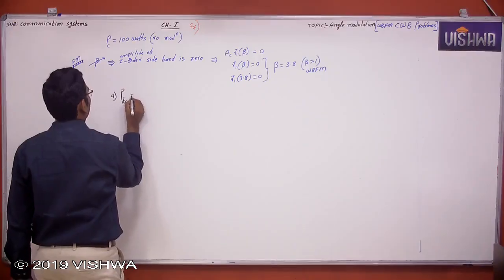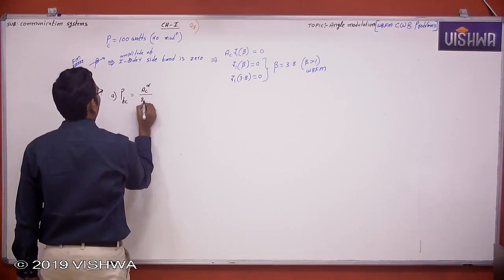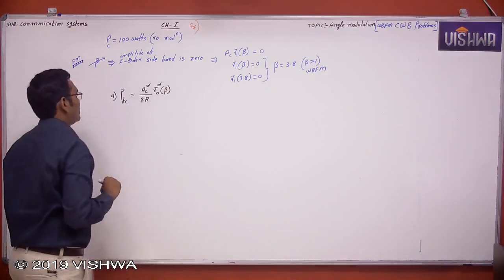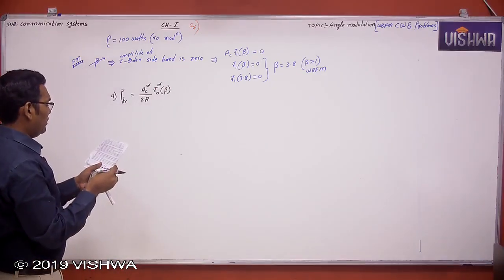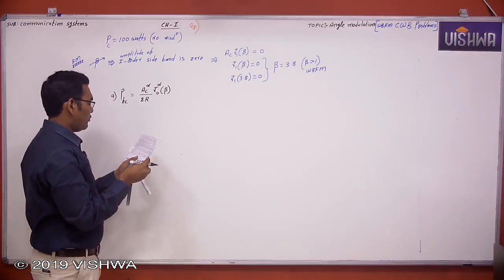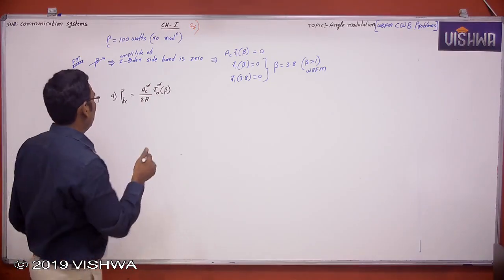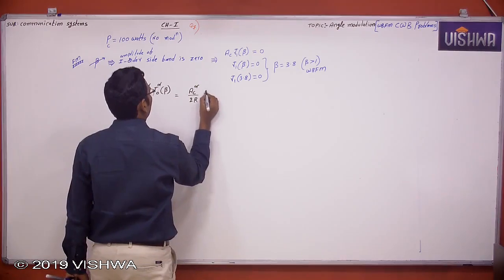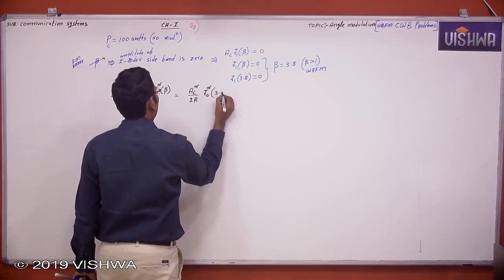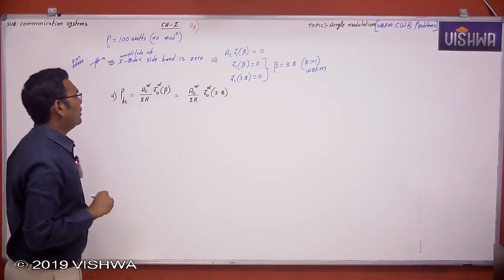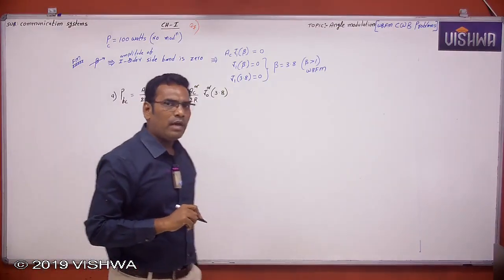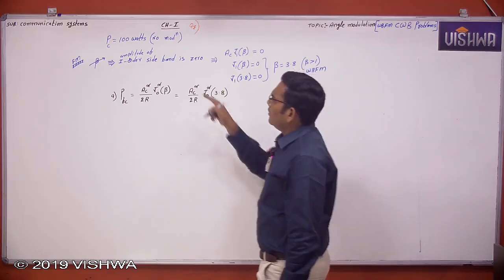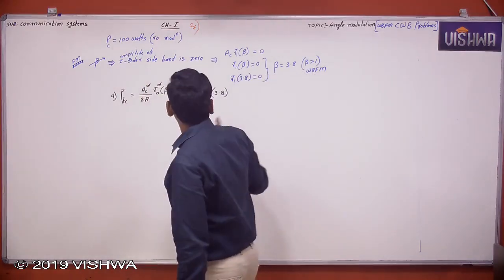The power at the carrier frequency is nothing but AC square by 2R into J naught square of beta. This is the power taken by the carrier component. What is AC square by 2R? Amplitude of the carrier is not given, but when there is no modulation, this is PC. But this is wideband FM.